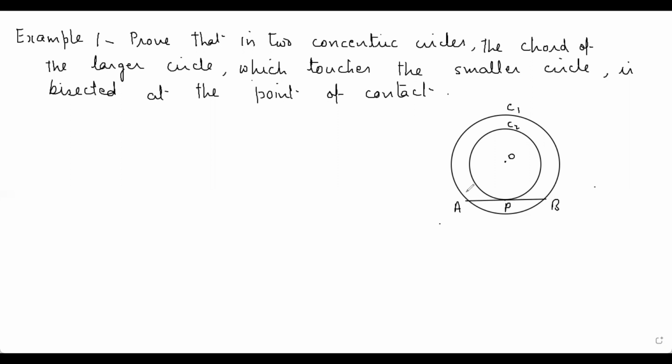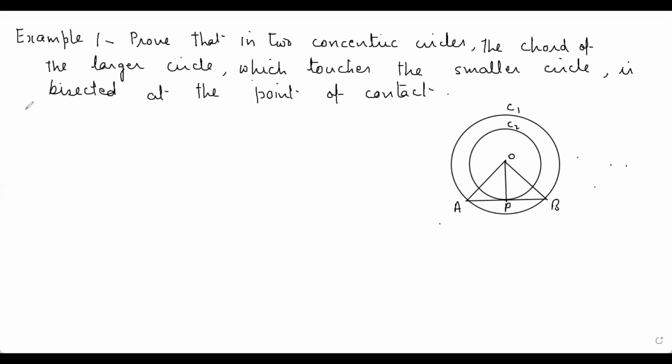Again, I'm going to read this statement. C1 and C2 are two concentric circles; they have the same center. AB is a chord of the larger circle which touches the smaller circle at P, and it is bisected at the point of contact. This is the point of contact, so AB is bisected at P. It means I am to prove AP is equal to PB.